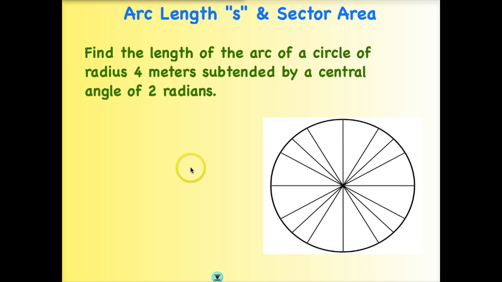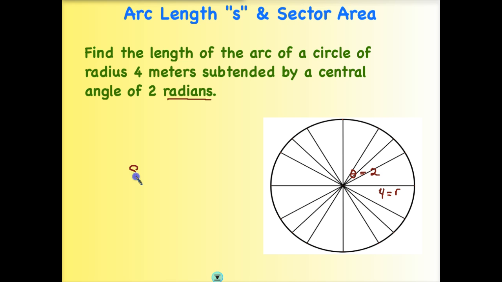Now let's look at an actual problem. In this example, we want to find the length of the arc of a circle of radius 4 meters. So right away we know that our radius is equal to 4, subtended by a central angle of 2 radians. So our theta is measured in radians, and we know our theta is 2. Now remember, just because there's not a pi on our radians doesn't mean that it's not in radians. It tells us it's in radians, and our radians don't have to be in terms of pi. In this case, our radian is just 2.